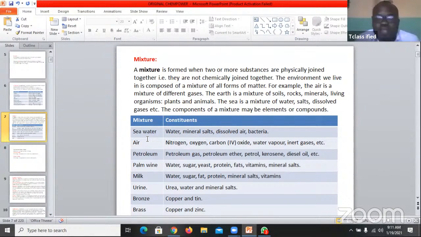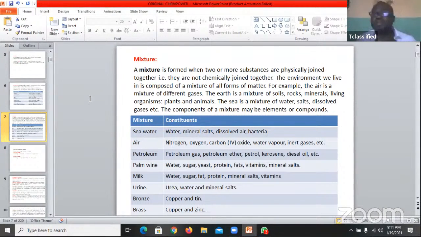Petroleum, the major export of our country, Nigeria, consists of petroleum gas, petroleum ether, petrol, kerosene, diesel. Palm wine consists of water, sugar, yeast, protein, fats, vitamins, mineral salts. Milk consists of water, sugar, fats, protein, mineral salts, vitamins. Urine consists of urea, water, mineral salts. Bronze consists of copper and tin. Brass consists of copper and zinc.